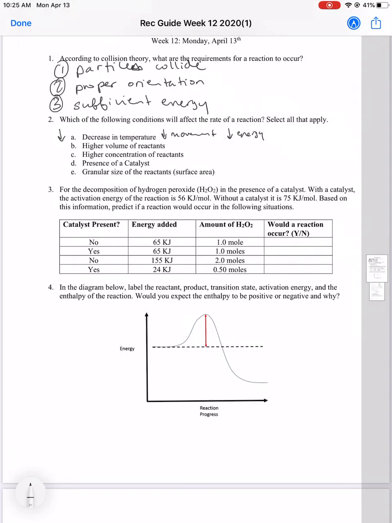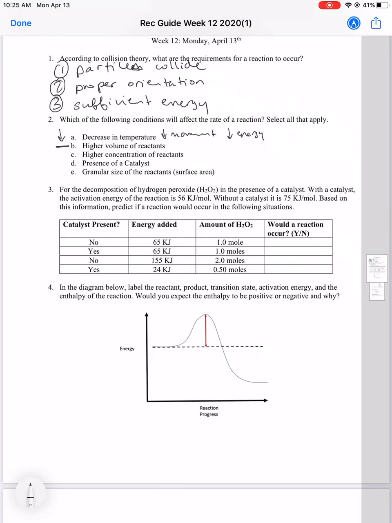If you have a higher volume of concentration, you still have the same. The rate of reaction is dependent on the concentration of the particles, not necessarily the volume. And since the energy is staying the same, that's not really going to affect anything. So the volume of the concentration will not affect the rate of a reaction.